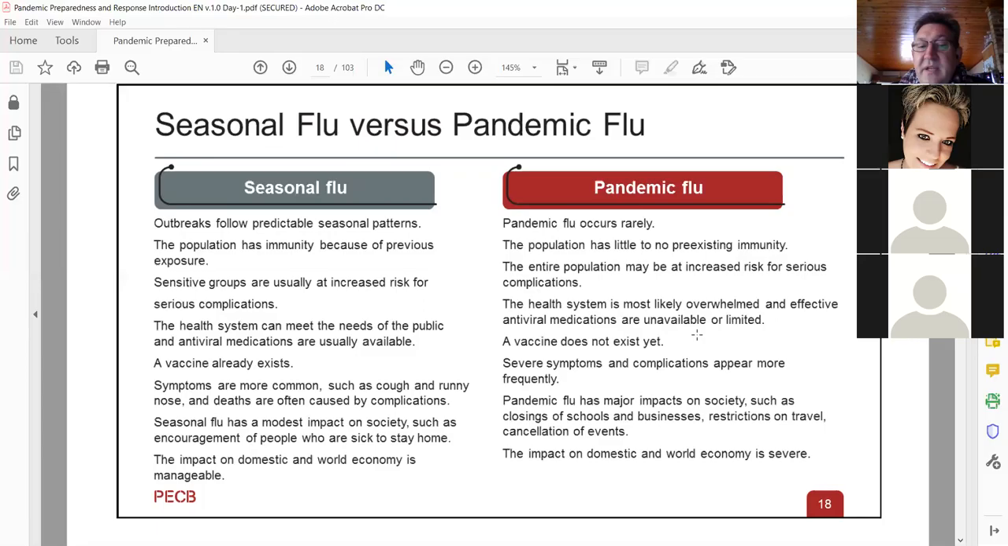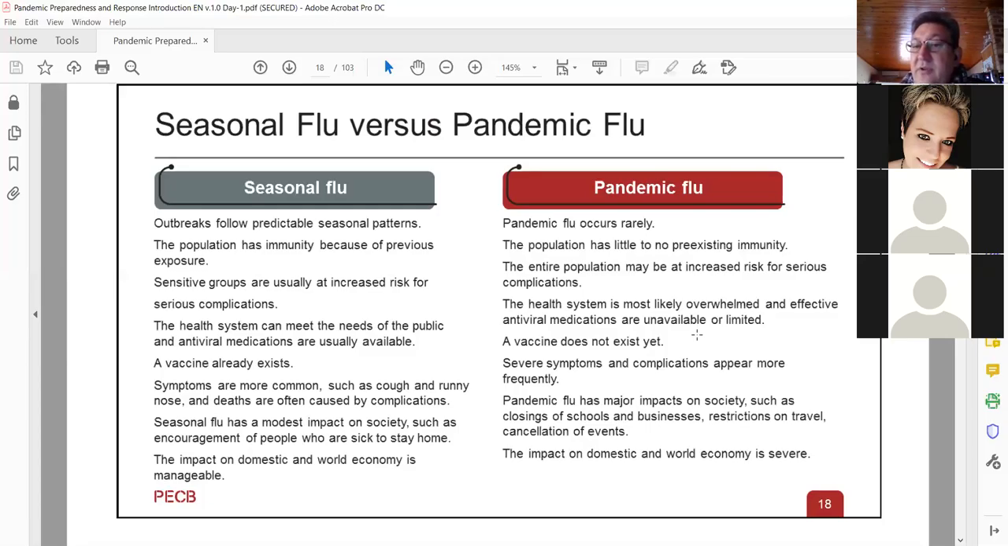And then seasonal flu has a modest impact on society, such as encouragement of people who are sick to stay home, and the impact on the domestic and worldwide economy is manageable. So this is in the normal pattern, in the normal biorhythm of the world. Every environment gets seasonal flu, usually at the onset of going from summer into autumn, as well as from winter into spring, because of the environment that is changing. Pandemic flu, on the other hand, occurs rarely. So if we're talking about risk management, this is a black swan event.